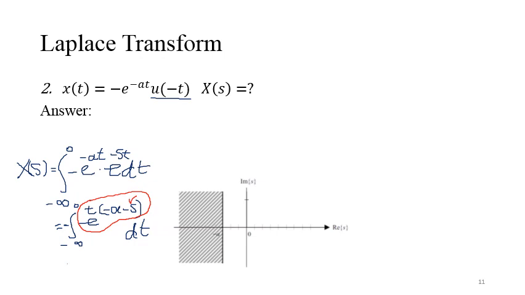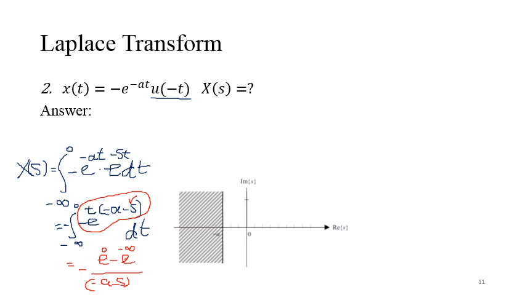So if you integrate it, the upper limit is how much? The upper limit is 0, so 0 minus the lower limit. What is the lower limit? The lower limit is minus infinity, and this is minus a minus s, and we have a minus here.